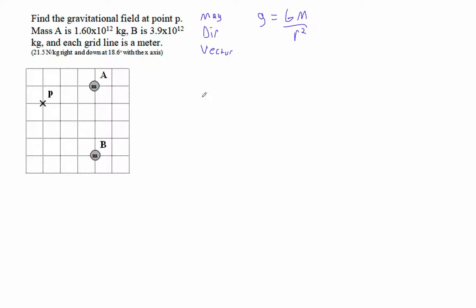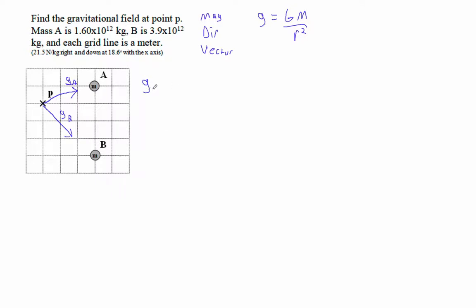Okay, so the first thing I'm going to do is find the magnitudes of these guys right now. Actually, I'm going to draw the direction. So remember that gravitational vectors are straightforward. They are toward, so the gravity field of A is toward A. The gravity field of B is toward B. Okay, that's pretty straightforward, right?